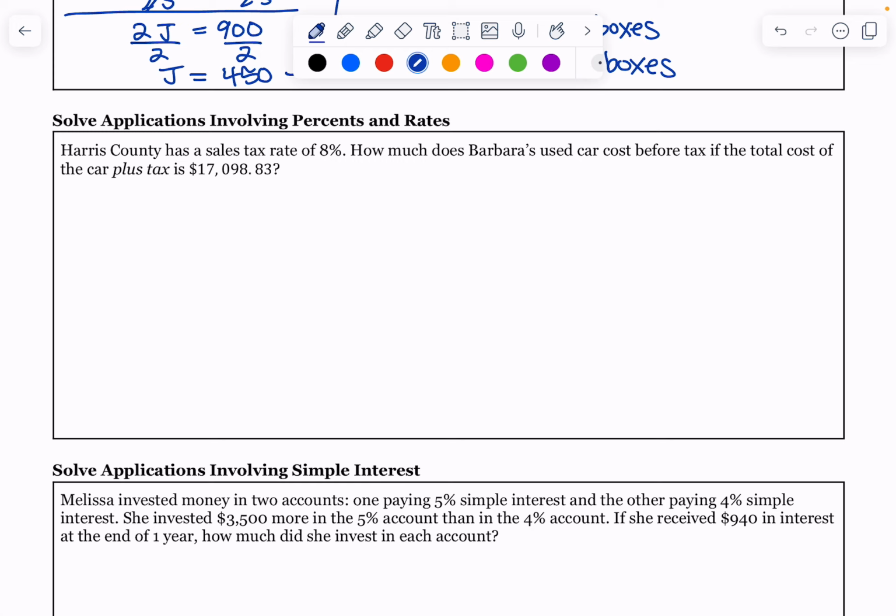This one says Harris County has a sales tax rate of 8%. And we know that sales taxes add to the price of something. How much does Barbara's car cost before tax if the total cost of the car plus tax is $17,098.83? So let's make y equals the cost after tax. P would be the principal or the cost before tax.